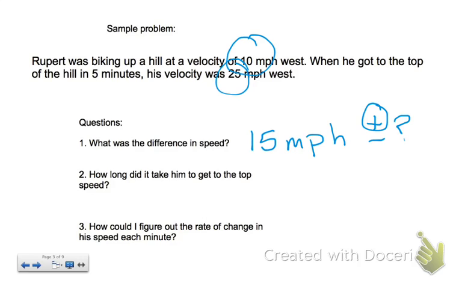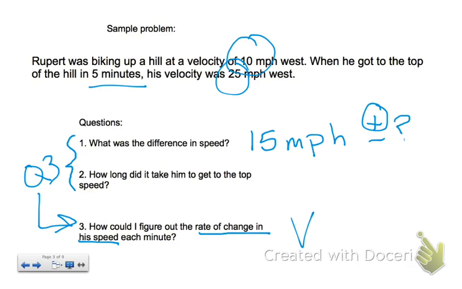Another question I'm thinking about is, how long did it take him to get to the top of the hill, his top speed? To get to 25 miles per hour, it took him 5 minutes. That's another thing I'm thinking about with this type of problem. Also, how could I figure out the rate of change in speed each minute? That's taking these two together to get question 3. This idea of change in the rate of speed, but in our case it'll be velocity, is all acceleration.